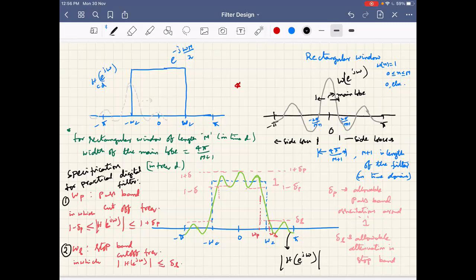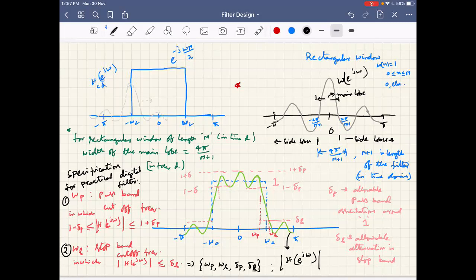You need to give, in terms of specifications, omega p, the pass band cutoff frequency, omega s, the stop band cutoff frequency, the pass band allowable attenuation around 1, and the stop band attenuation around 0. So these are the 4 parameters to be specified for a practical filter design in the discrete time domain. Now we will see a small example on how to convert the specifications of the continuous time filter to a discrete time filter.